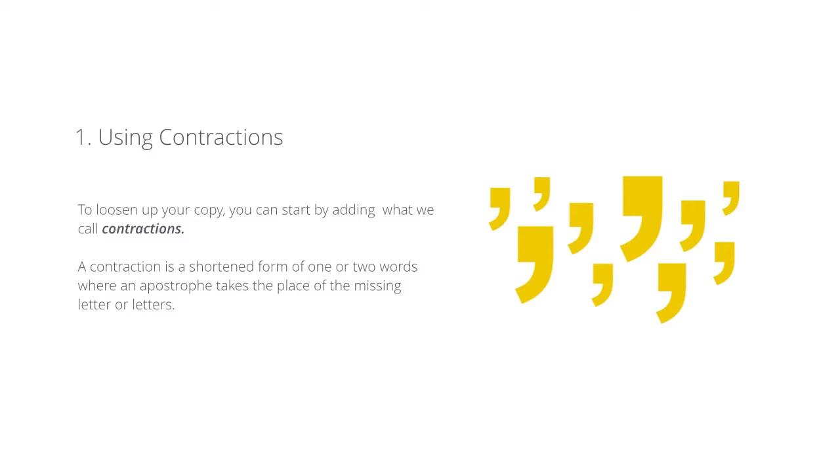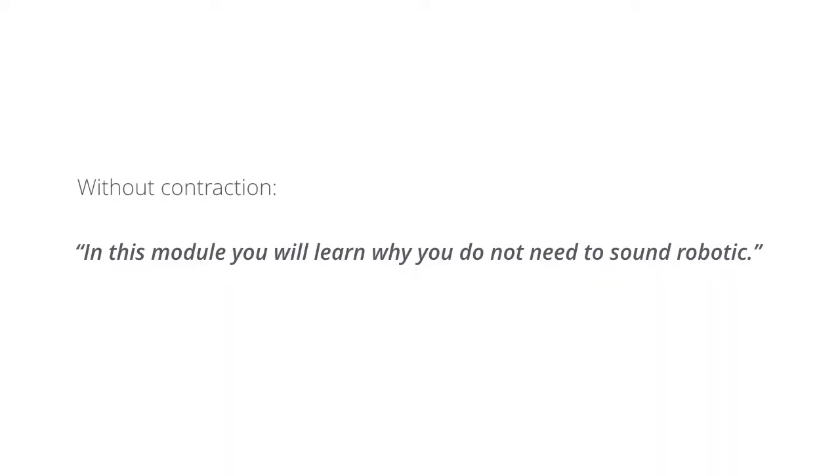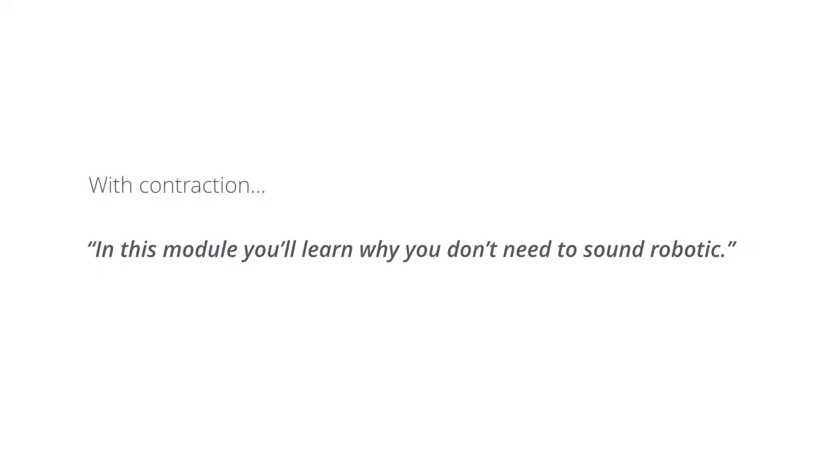A contraction is a shortened form of one or two words where an apostrophe takes the place of the missing letter or letters. So for example, without a contraction: in this module, you will learn why you do not need to sound robotic. If we add a contraction to that, it's now: in this module, you'll learn why you don't need to sound robotic.